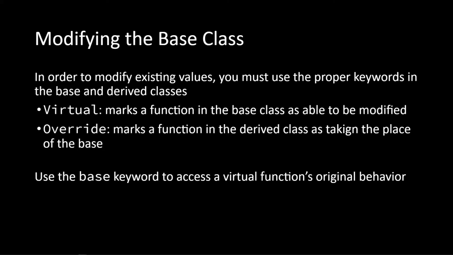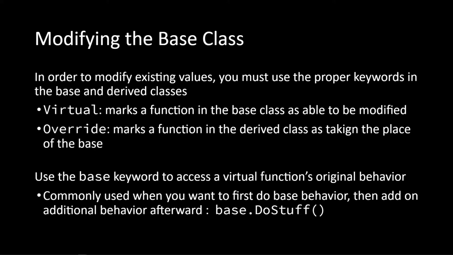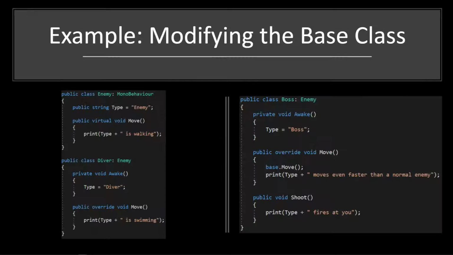Now, you can also use the base keyword to access a virtual function's original behavior, right? So if there is a start routine or a shoot bullets routine, you want to preserve the original, but add on to it, you can use this base keyword like this. It's commonly used when you first do the base behavior or secondarily do the base behavior. Then you add additional functionality before or afterwards. So you might say base.doStuff, right?